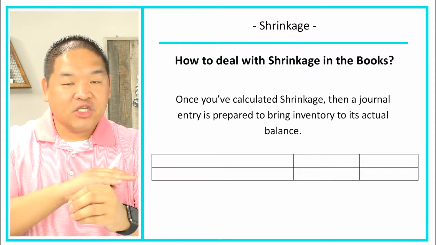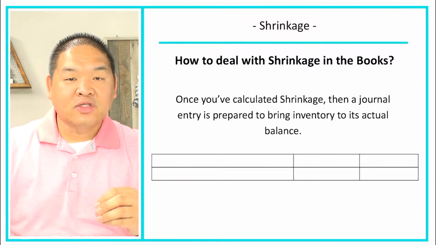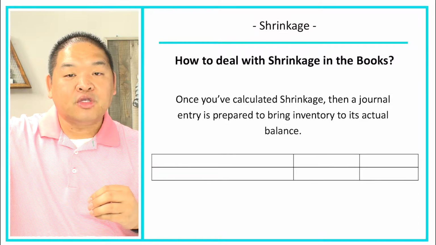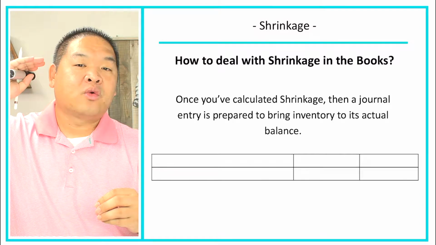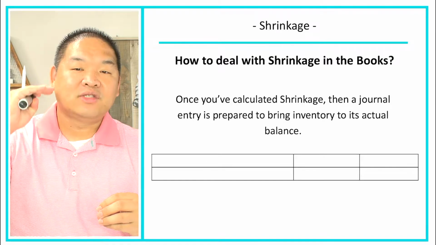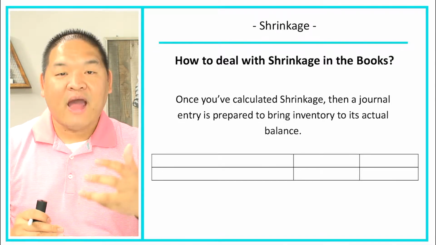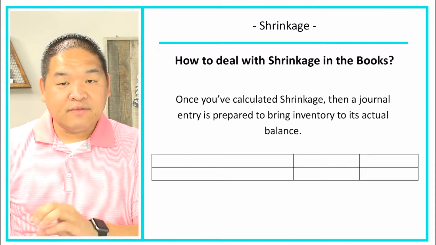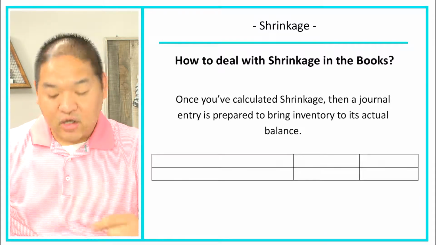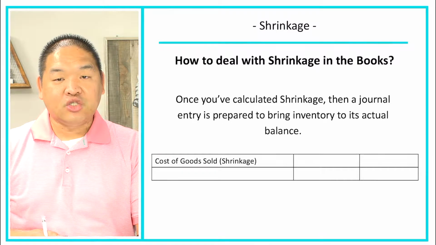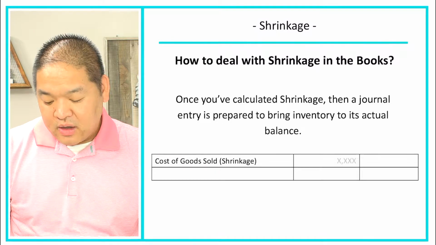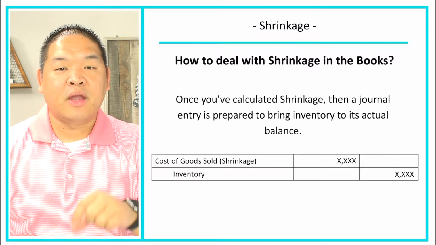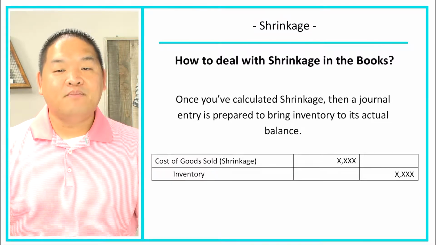We need to bring down the inventory to what's actually in our store. So if we actually have $940,000 worth of inventory, but our books show $1 million, we need to write it down from $1 million to $940,000, which means we're going to have to expense $60,000. To do that, we do a journal entry to reflect it in our books. We'll debit cost of goods sold for the shrinkage amount, and then we'll credit our inventory account to reduce the inventory by the amount of inventory missing.